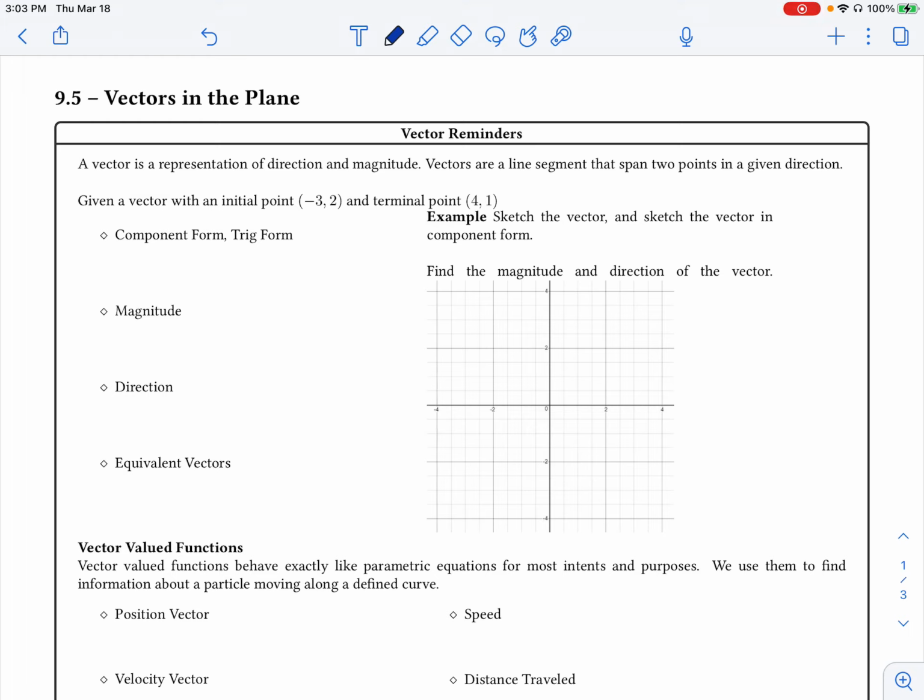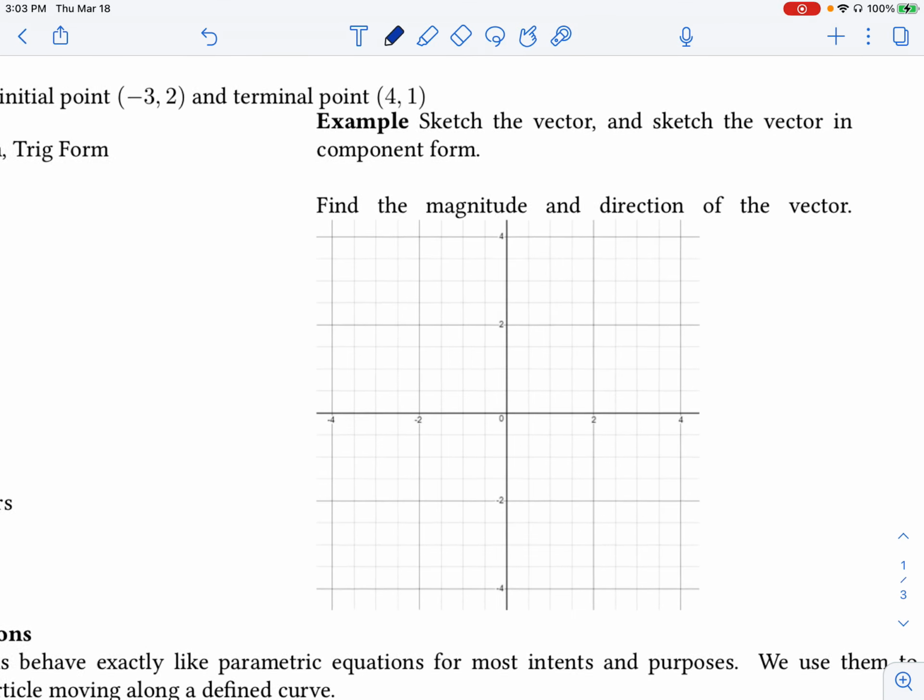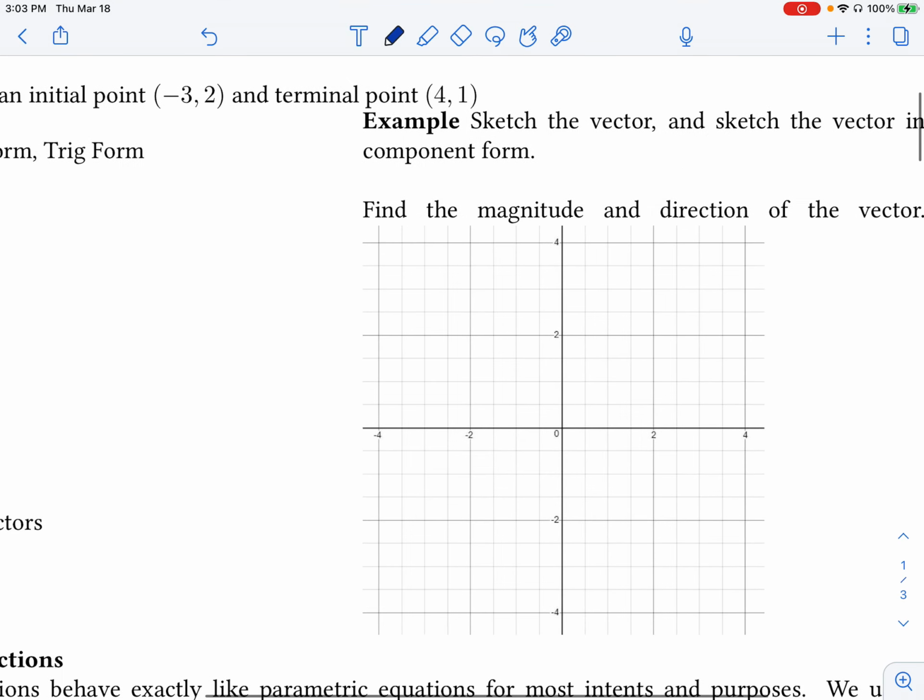So if you recall, a vector is a representation of both direction and magnitude. That's what a vector tells us: not only how far something has gone, but also the direction in which it has moved. So every vector has what we call an initial point and a terminal point. So let me just plot both of those here. If my initial point for this vector is -3, 2, which would be right over here, this is our initial point. And our terminal point, and I'll do that in a different color, would be the point 4, 1. That's our terminal point here. This was our initial point.